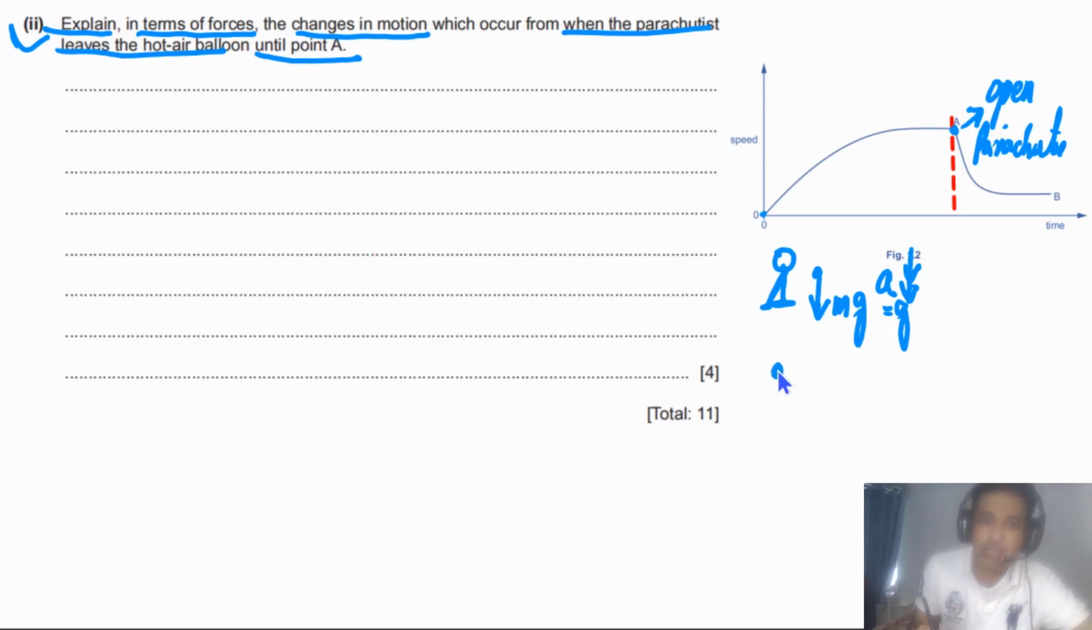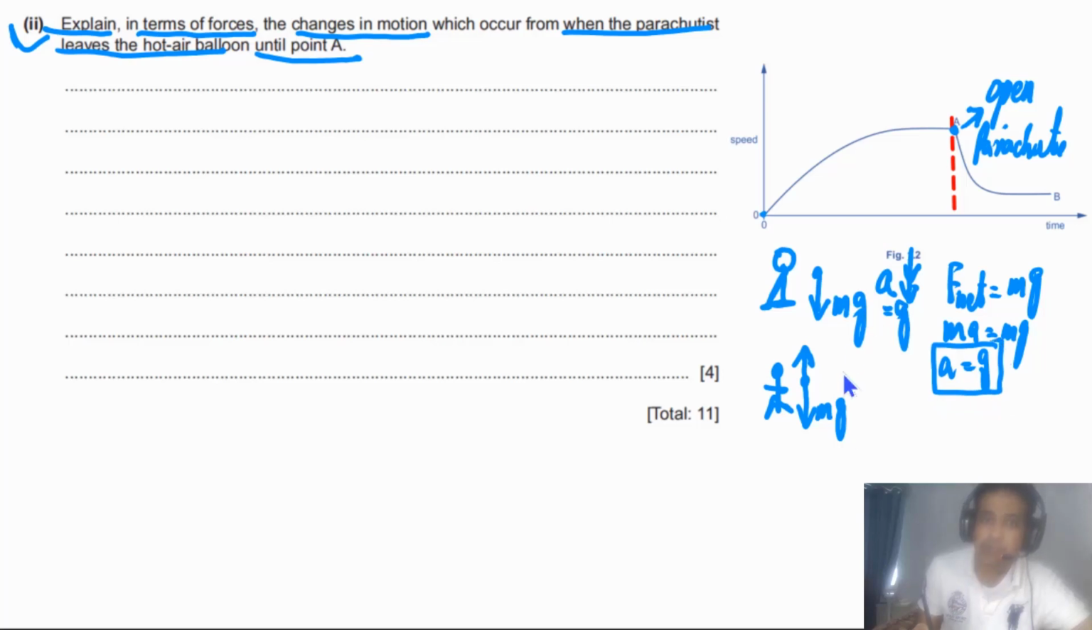When this person starts falling downwards, air resistance on this person will start increasing because the speed of the person is increasing. So air resistance will start increasing, but weight of the person will not change. So now we can write here. First of all, F net is equal to mg. So we have ma equal to mg. So from here we can say a is equal to g. So this one is the initial acceleration as we mentioned here.